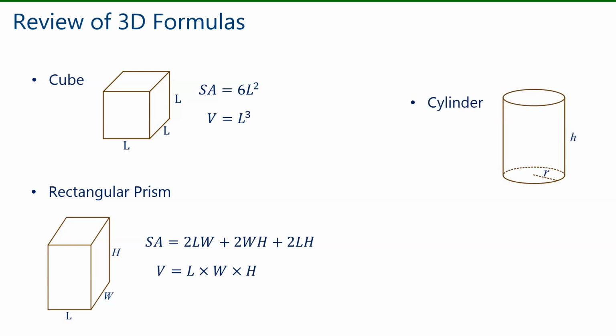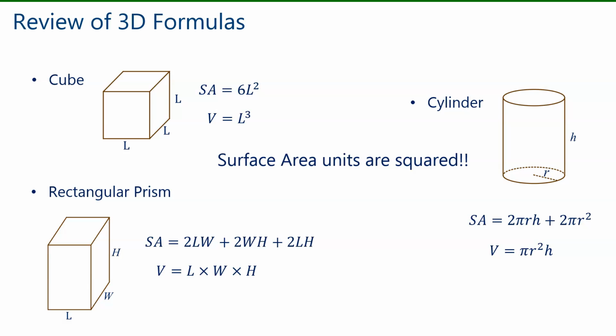Now for a cylinder, the surface area is 2 pi r h plus 2 pi r squared. The top and the bottom of the cylinder are circles, so that's where the 2 pi r squared comes from. The 2 pi r h is the curved part of the cylinder. Then for the volume, again it's area of the base times the height. Since the base is a circle, we would have pi r squared h. Now don't forget that when you're calculating surface area, the units are squared, and for volume, the units are cubed.